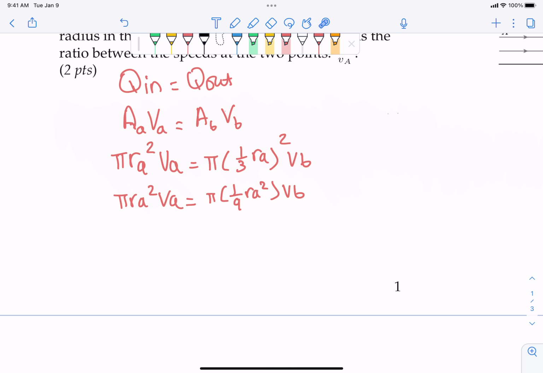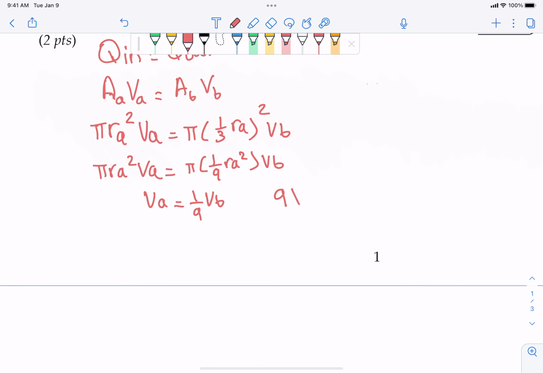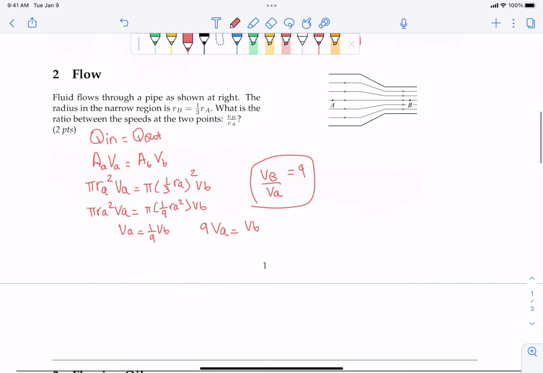So we can see that pi will cancel with pi, RA squared will cancel out with RA squared, so we should be left with VA is equal to 1/9 VB. So we can multiply the 9 over and say that 9 VA is equal to VB. And then finally, VB over VA is equal to 9. So that gives us the ratio there. So this should be an easy 2 points to collect, hopefully.